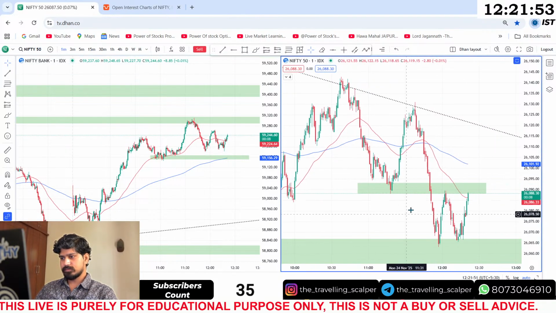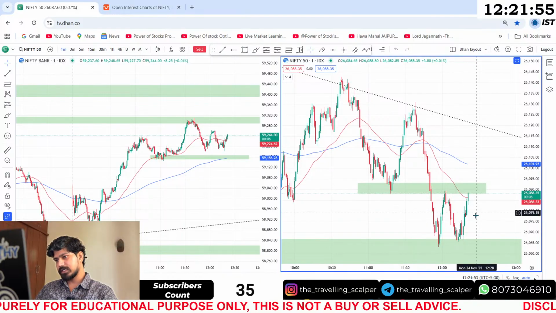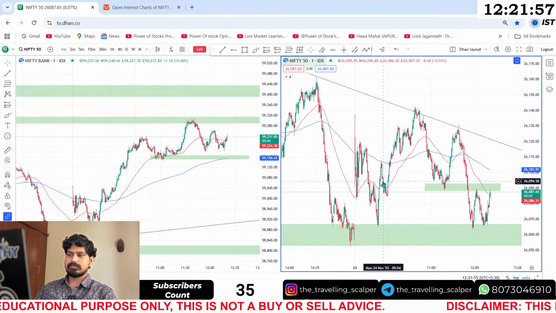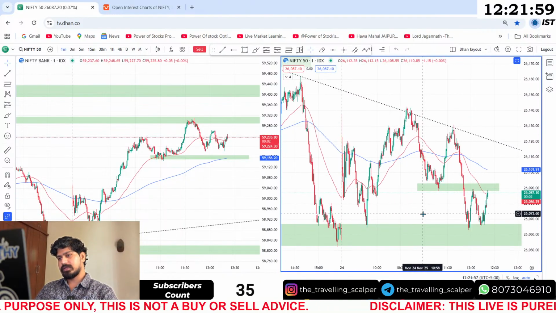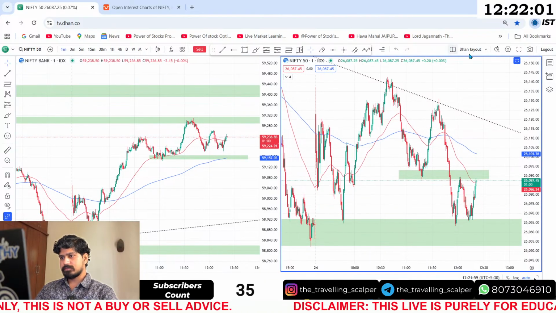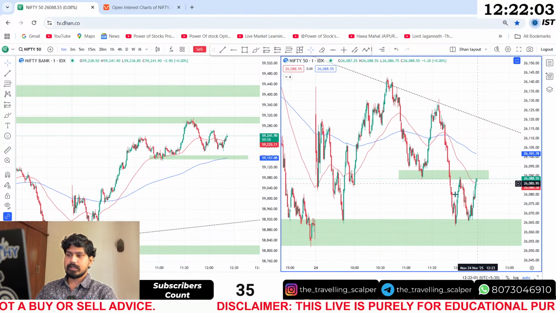Nifty is trying to go up. So this is a W pattern, and it has crossed this level and gone up. Then we can plan for an upside trade. But again, that should be a very quick entry and exit, because the market is in a sideways zone. A reversal can come anytime.